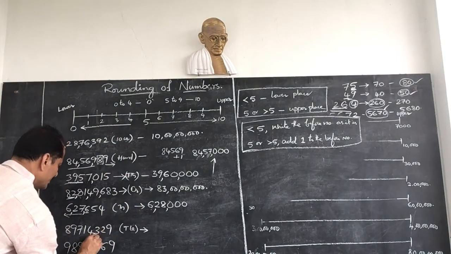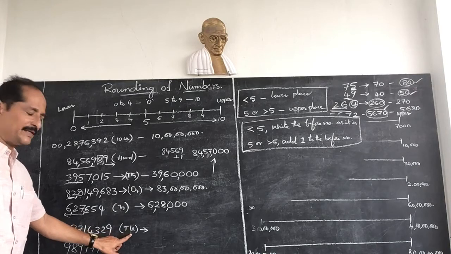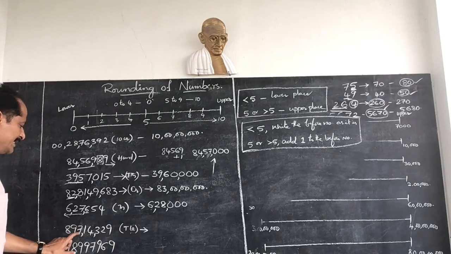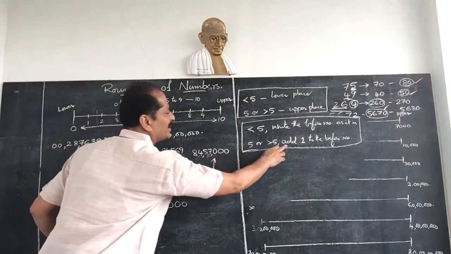So units, thousands, lakhs, crores. Next lower than 10 lakhs place is 1 lakhs place. Digit in 1 lakhs place is 7. 7 means add 1 to before number.